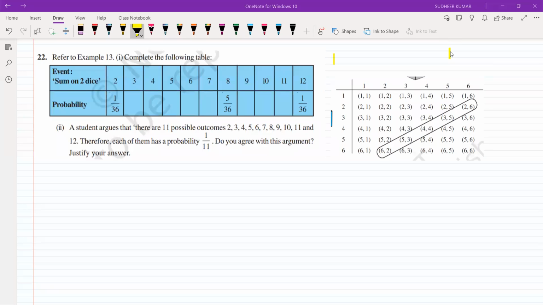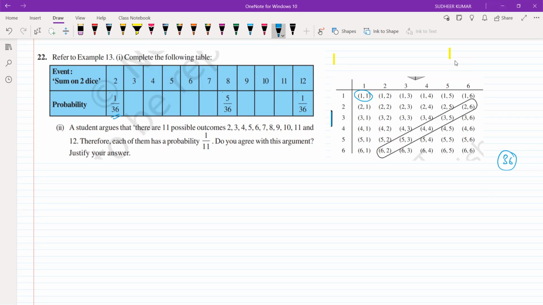So here we can see the sum of these two is 2 with 1, 1. There is only one possibility. The total possibilities when we throw 2 dice are 36. So there is only one possible, so this is 1 by 36. You should write it step by step. There is 1 minute left, so I'll give the hint. You try to complete it.